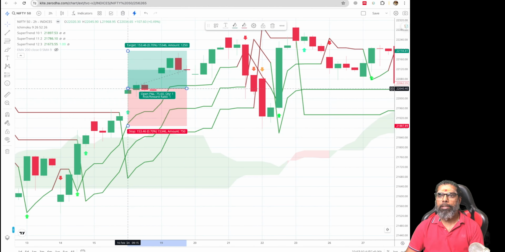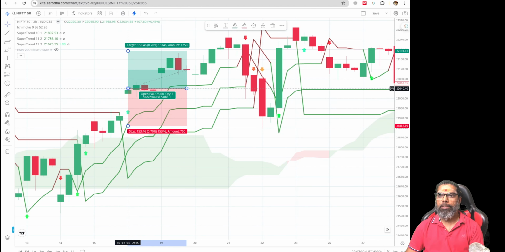You cannot short here. This cloud is above, so you cannot short here. Also you cannot short here. So let's go for a 15 minute chart to find out how many signals you are getting in the 15 minutes. For shorting, you have a good signal here. You would have shorted here, and this is your stop loss. Yeah, 1:1.5. It is there.